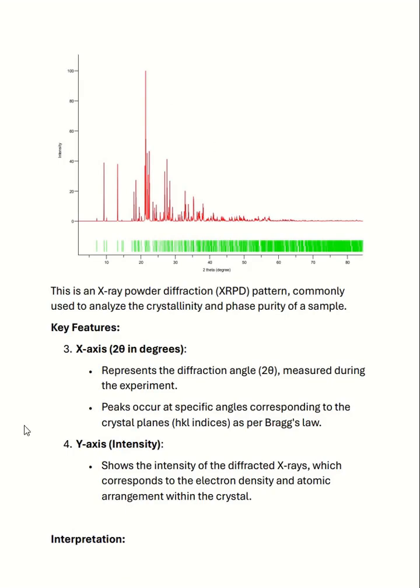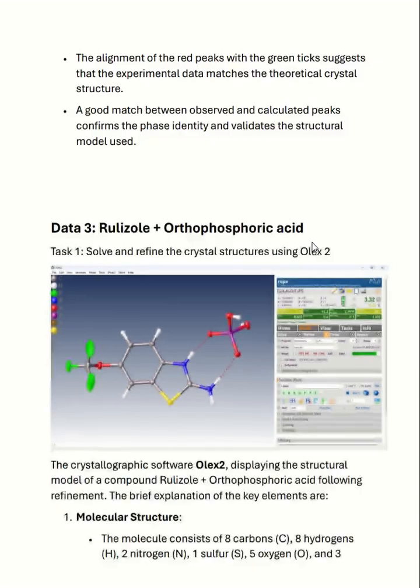rulizole, and as this is the 2 theta and the y-axis is the intensity, various peaks are corresponding to different HKL planes, which are obtained as per Bragg's law, and these peaks define where the electron density is, so electron density and atomic arrangements can be calculated using that. The third data is the rulizole plus orthophosphoric acid.